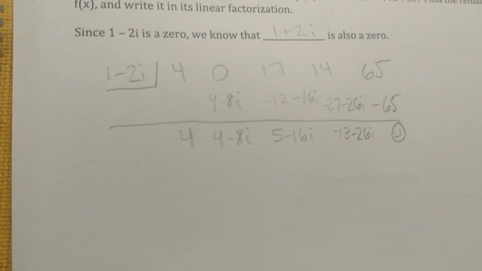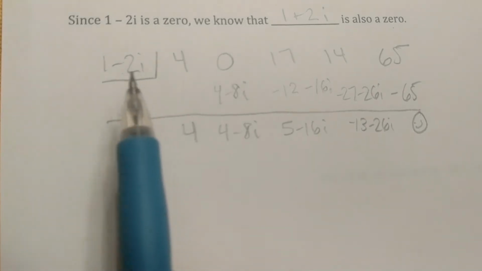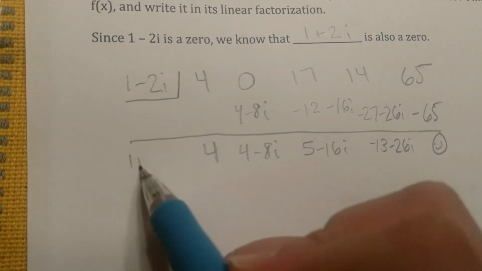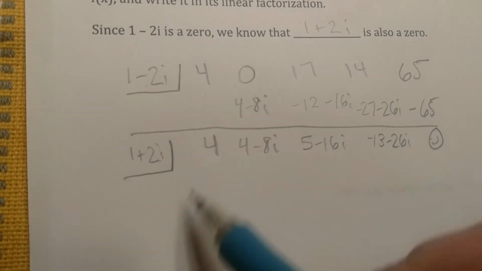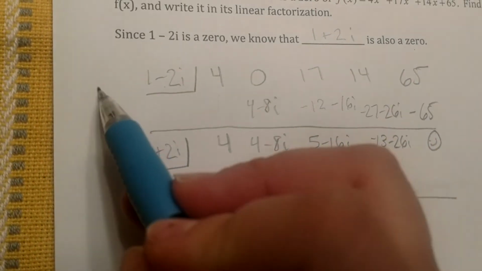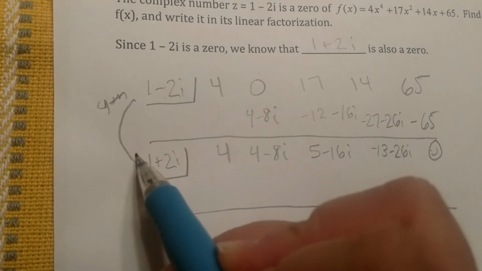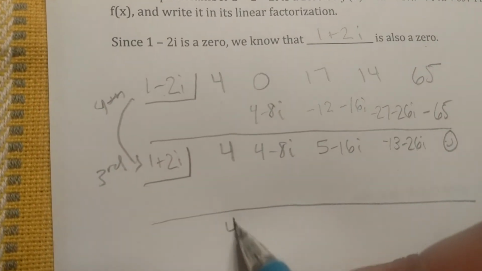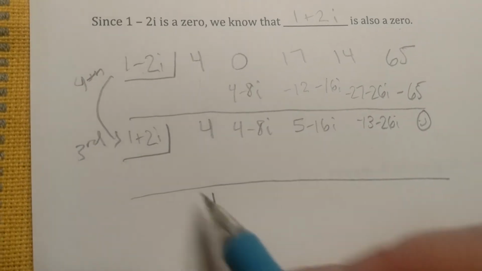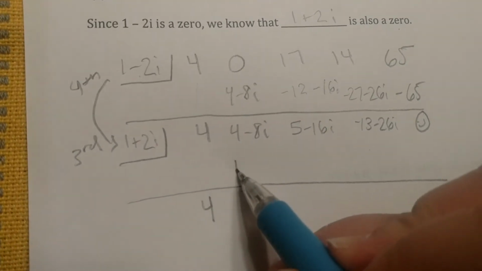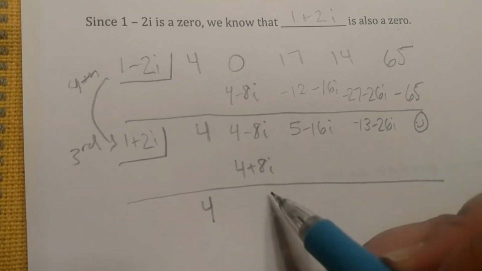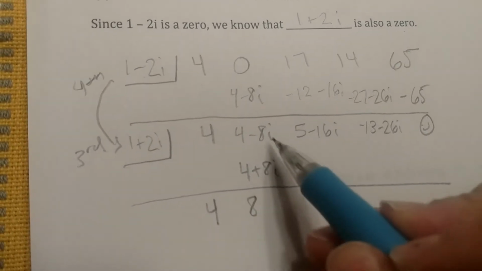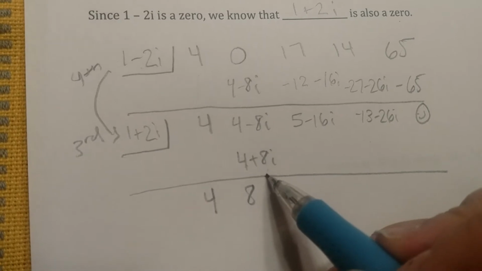So we know that that's one of our factors. But because it's imaginary, automatically we know that its complex conjugate, 1 plus 2i, is a zero as well. So we went from a 4th degree polynomial and we depressed it now to a 3rd degree polynomial. We bring down our first term, we get 4. We multiply, we end up with 4 plus 8i. When I add, 4 plus 4 gives me 8. Negative 8i plus 8i is 0.